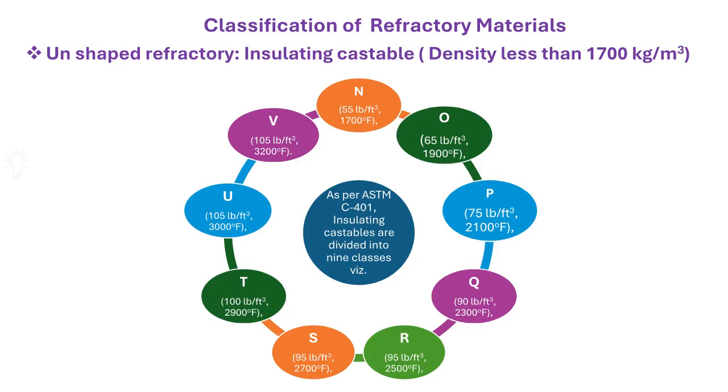This means that when selecting an insulating castable, you must carefully match the grade to your operating temperature and insulation requirement. Choosing a grade that's too low can lead to failure, while choosing a higher grade than necessary can increase cost unnecessarily. In practice, insulating castables are most commonly used as backup insulation layers behind dense refractory linings and, increasingly, as primary linings in moderate temperature applications. They help reduce heat loss, improve energy efficiency, and lower overall operating costs.